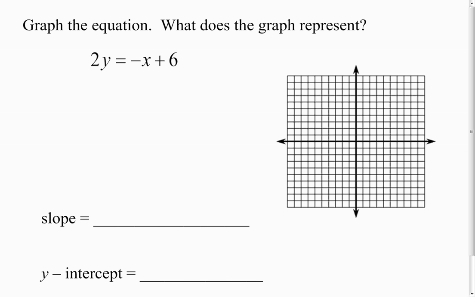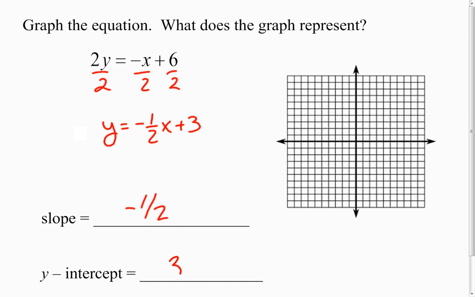Okay, again, I want you to graph this line. So pause this first, graph the line, and then go ahead and double check it. All right, so the first thing that you need to do is put this into slope-intercept form, which is the easiest way. So you get that. So your slope is -1/2, your y-intercept is 3.